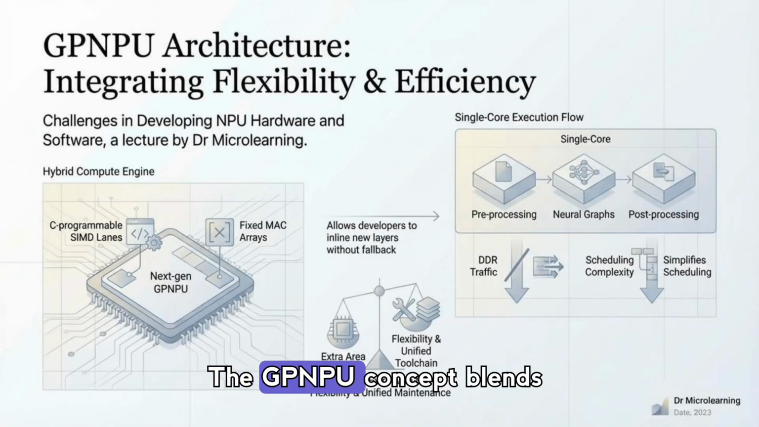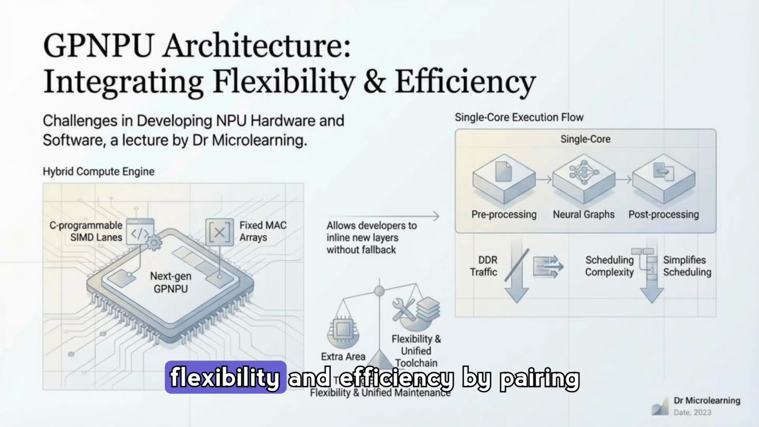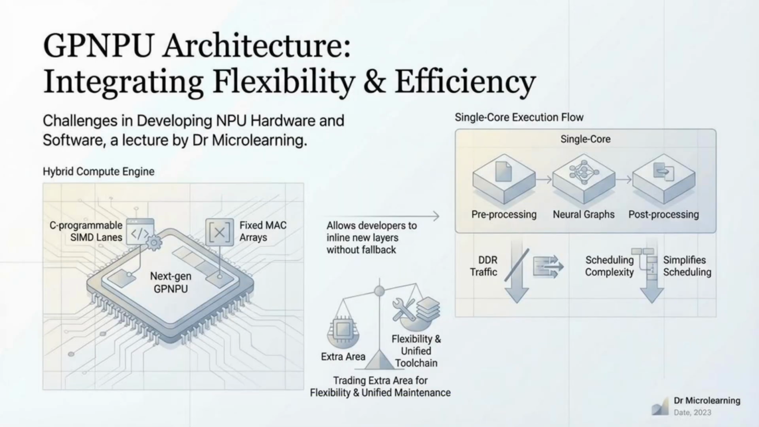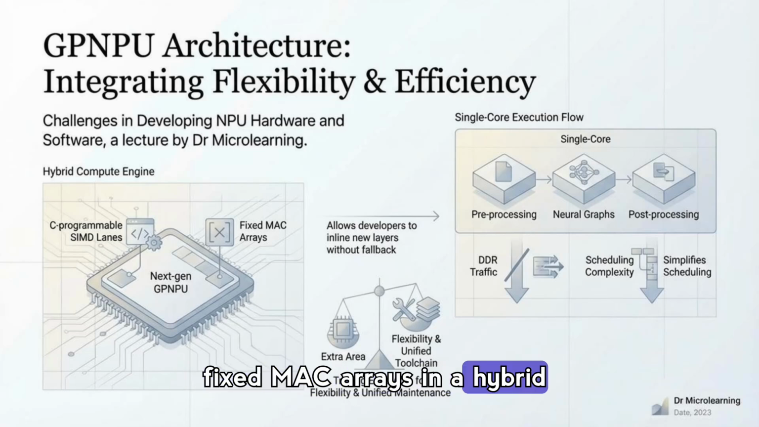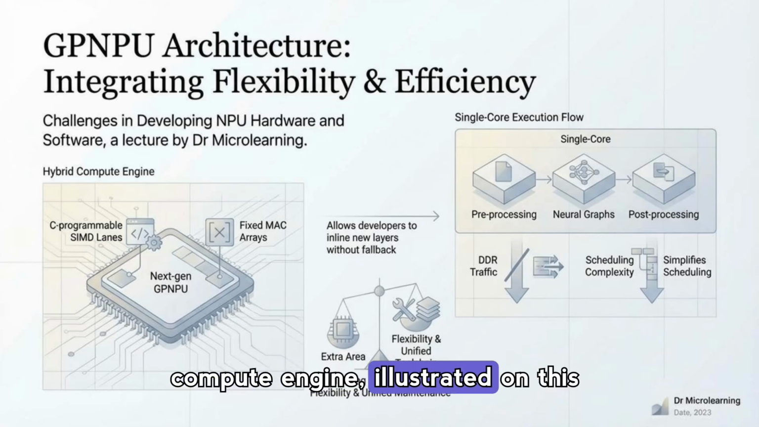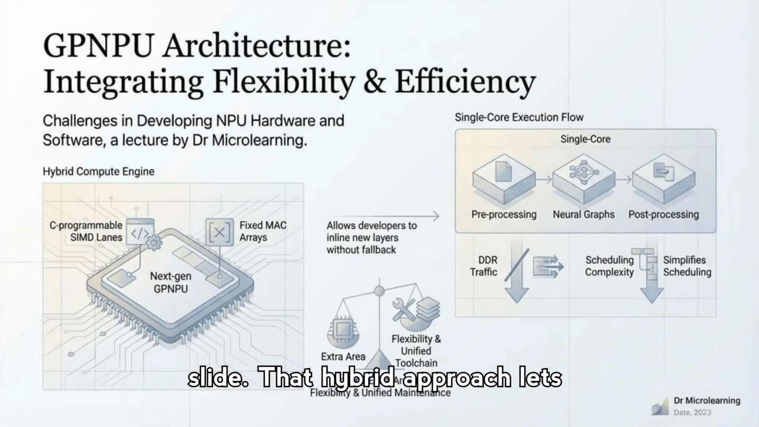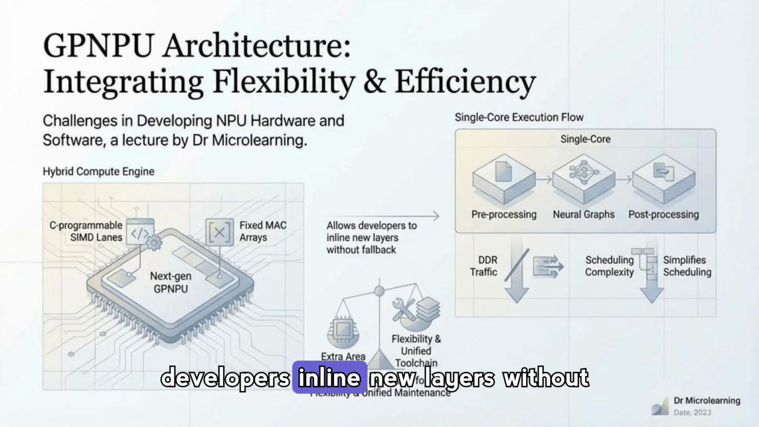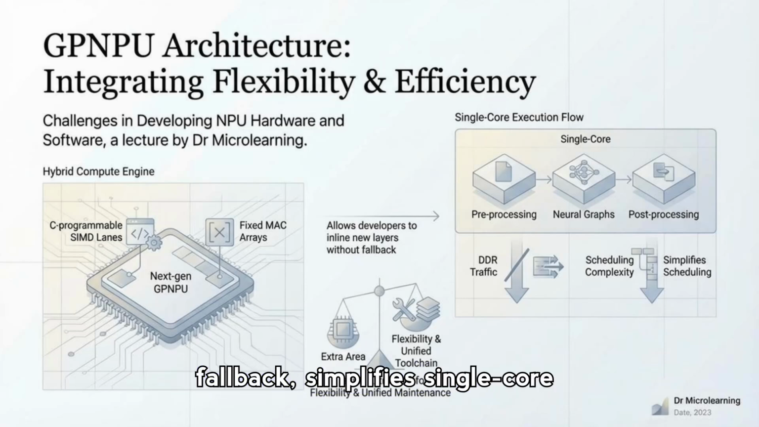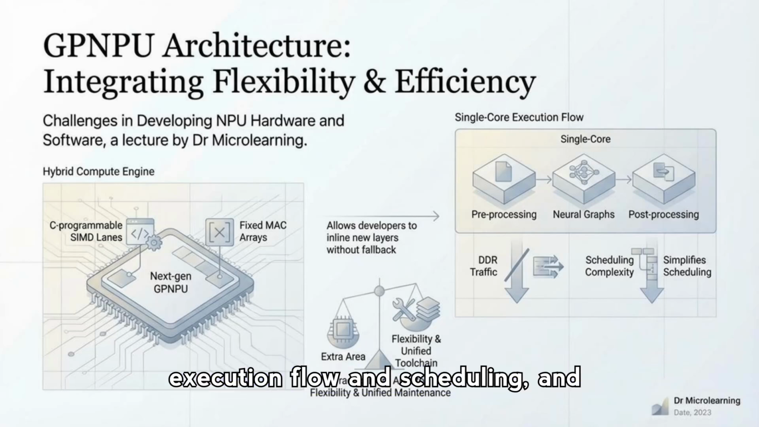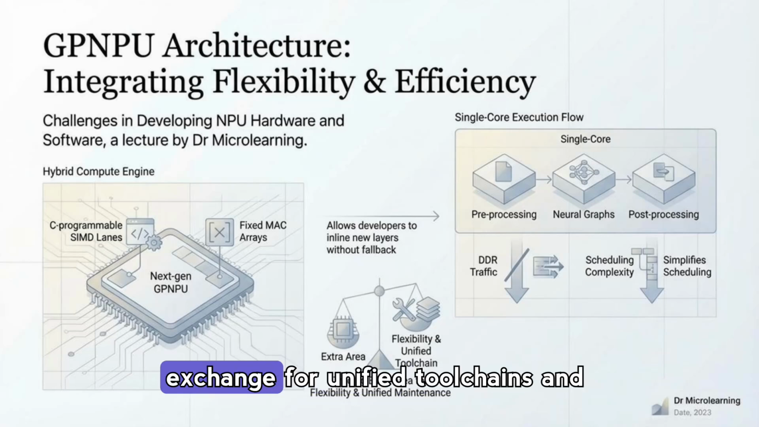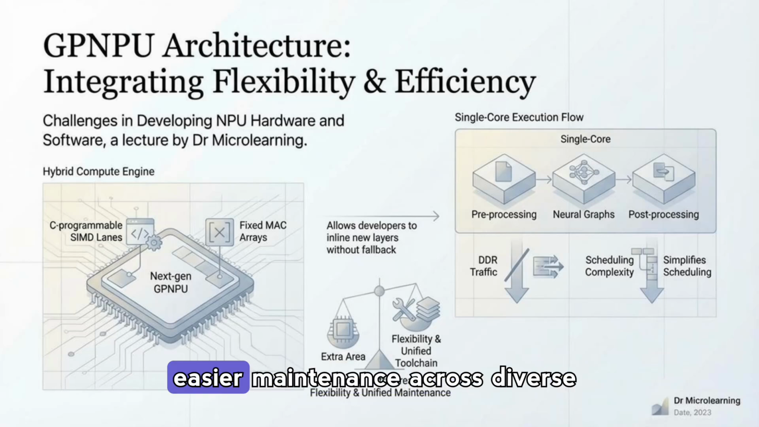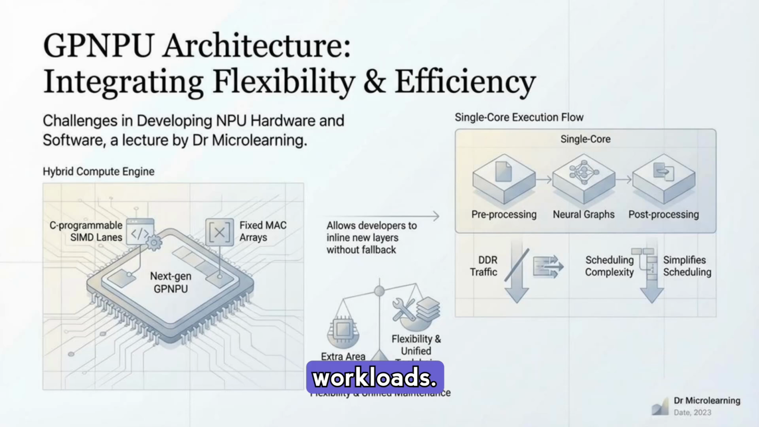The GPNPU concept blends flexibility and efficiency by pairing C-programmable SIMD lanes with fixed Mac arrays in a hybrid compute engine, illustrated on this slide. That hybrid approach lets developers inline new layers without fallback, simplifies single-core execution flow and scheduling, and accepts a modest area cost in exchange for unified toolchains and easier maintenance across diverse workloads.